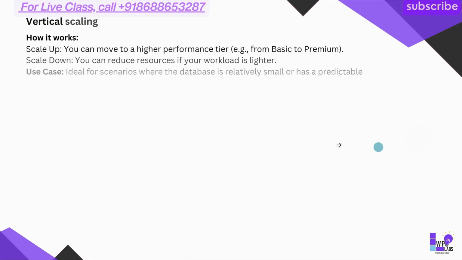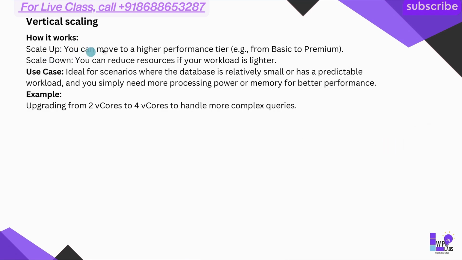Next we'll look into more of the theoretical concepts of vertical scaling. We have already seen how it works. We have scaled it up and down. We can move to a higher performance tier, from basic and standard to premium. We can scale it down if there are lighter resource needs. Another use case for vertical scaling is mainly when a database is relatively small or has a predictable workload, or you simply need more power or memory for better performance. An example is upgrading from 2 to 4 vCores to handle more complex queries.